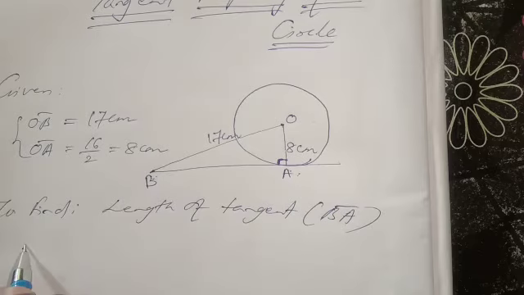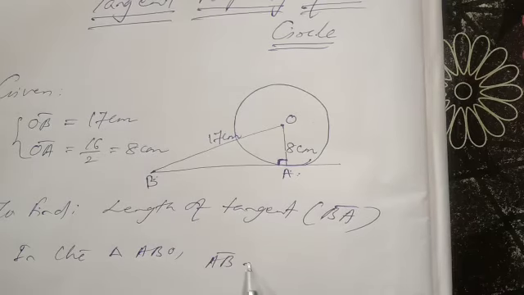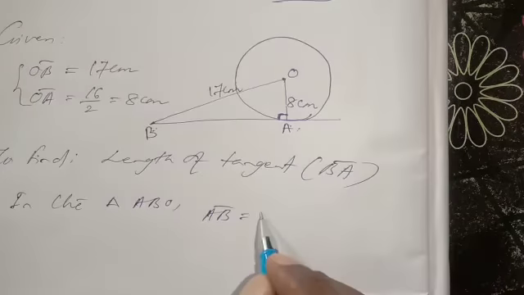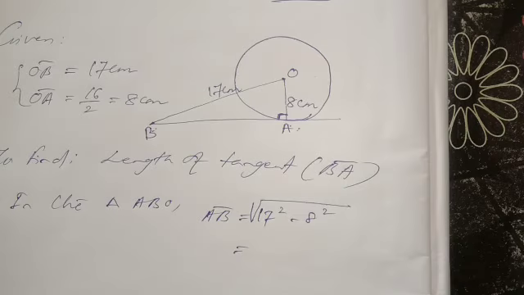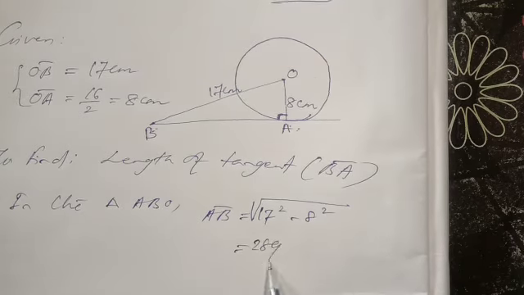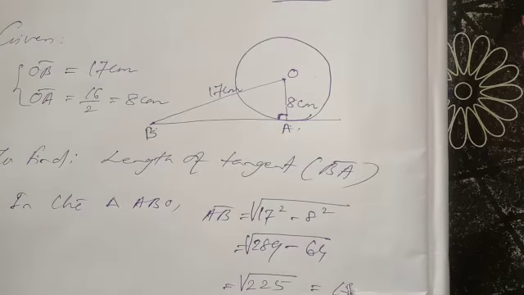Therefore, in the triangle ABO, AB is equal to how much? Root over 17 whole square minus 8 whole square. 17 whole square is equal to how much? Tell very fast. 289 minus 8 whole square, 64. 289 minus 64 is coming how much? 225, root over 225 is 15 centimeter.